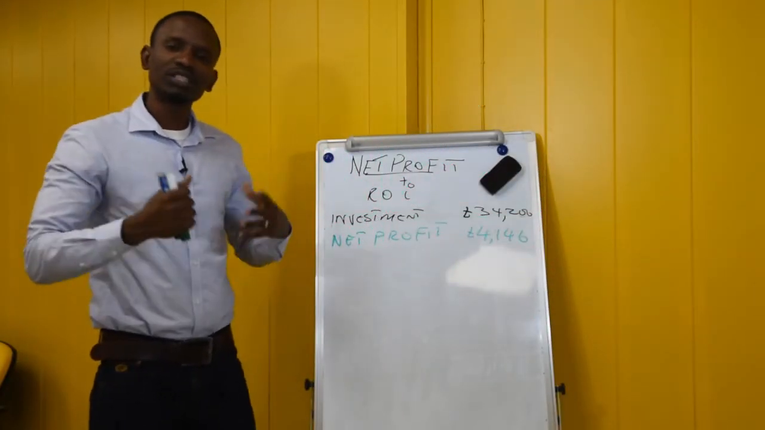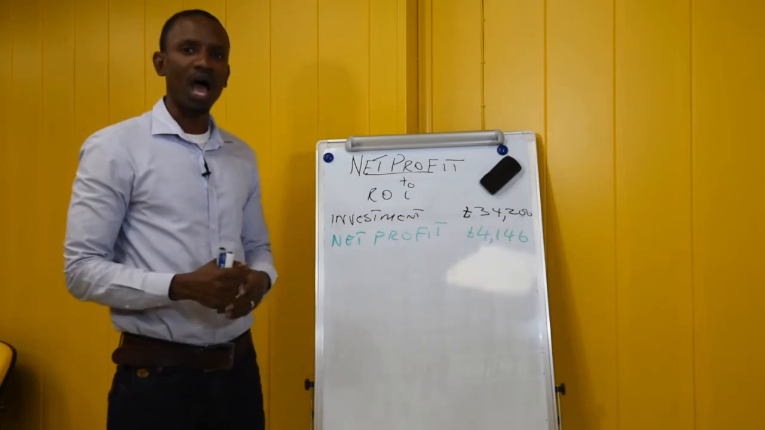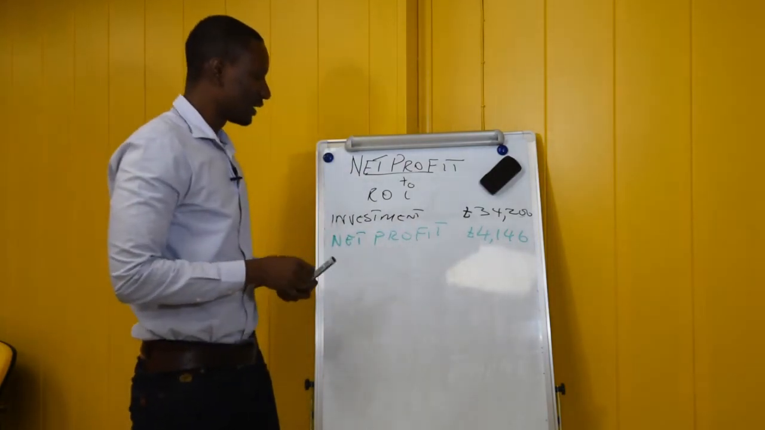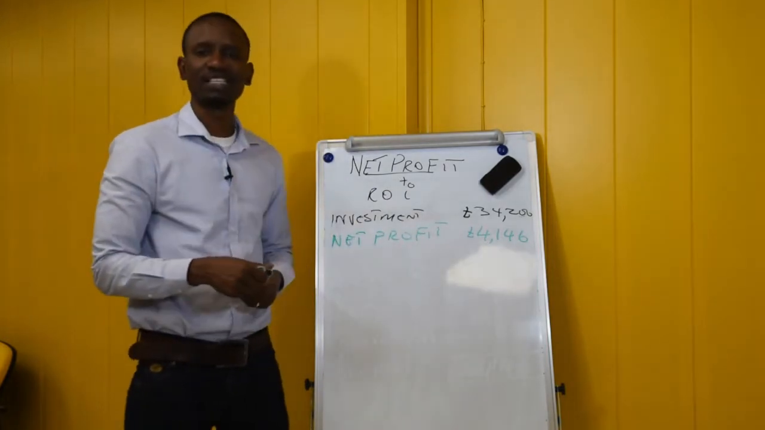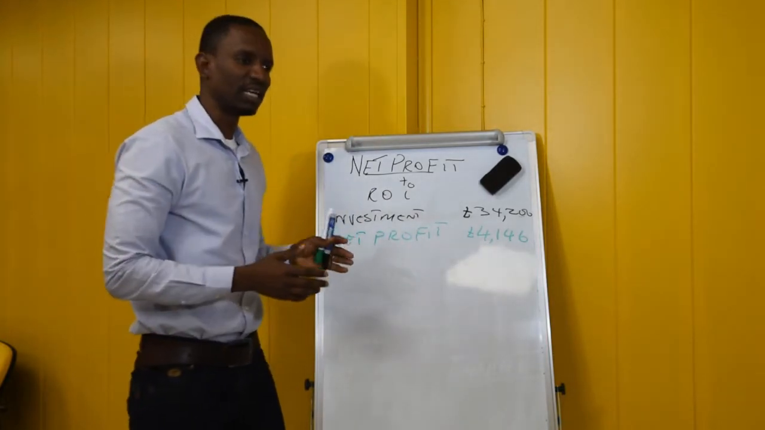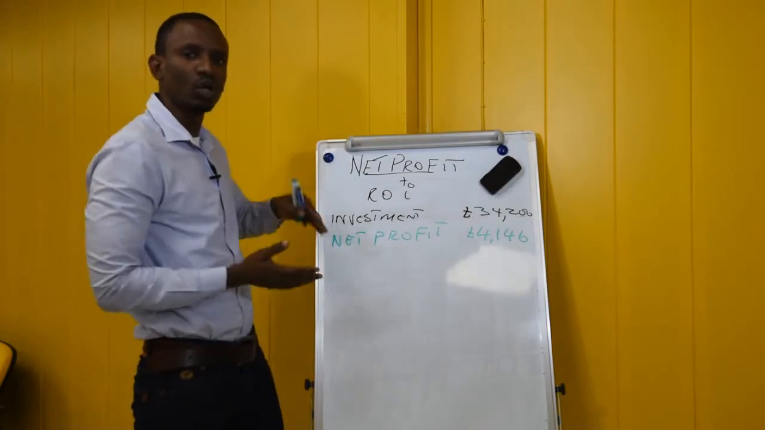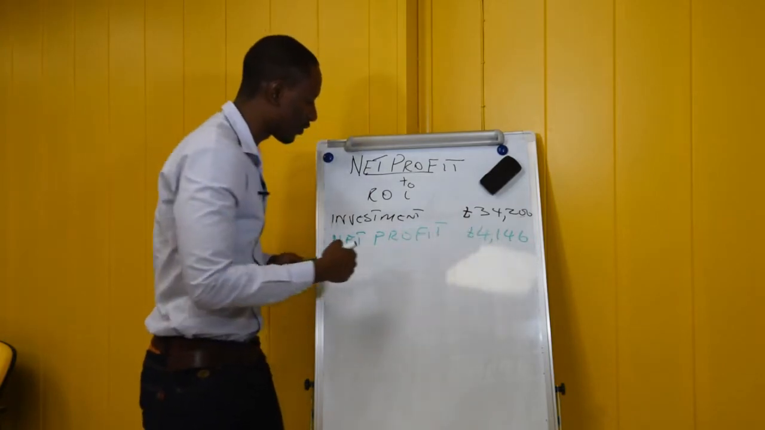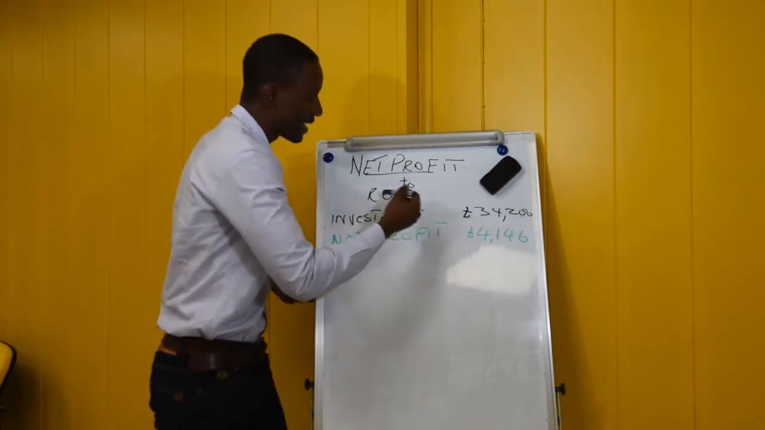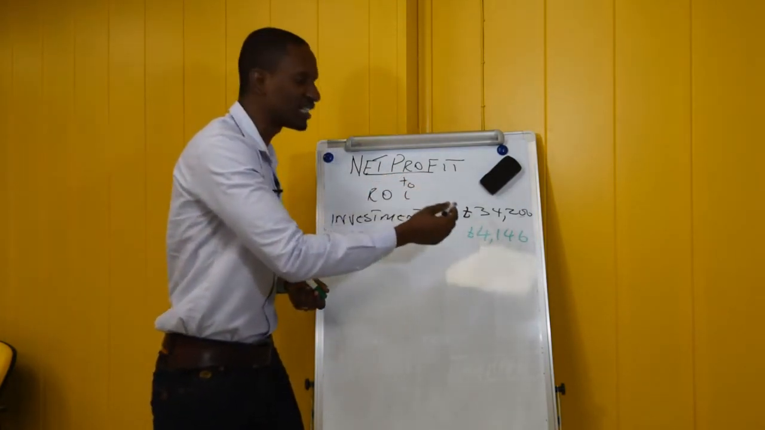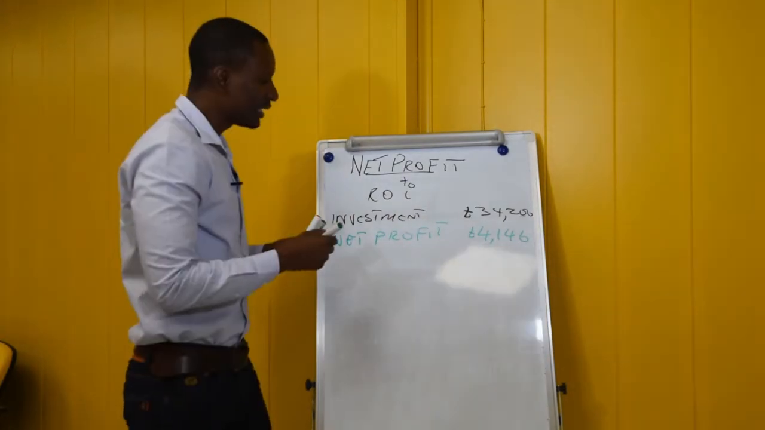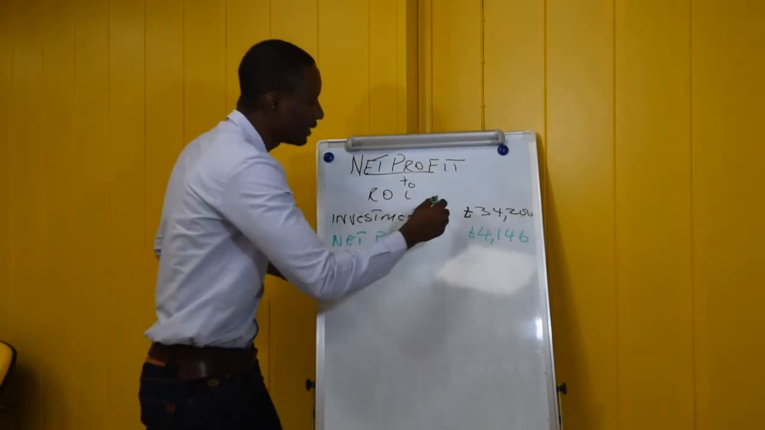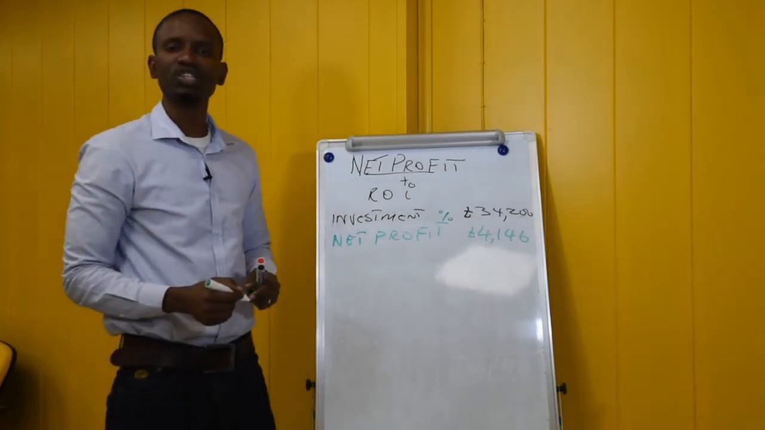Okay, so what's the formula for ROI? ROI is net profit divided by our initial investment. So basically, it's the gross rental income minus all your expenses, which gives us the net profit. We divide that net profit by the amount of money we've invested in that property. So our formula is net profit divided by our initial investment.